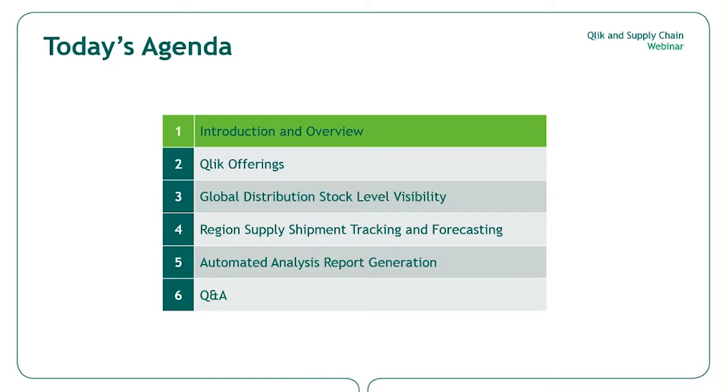The first is around global distribution. The second is a regional supply shipment tracking system. And finally, we have some automated report generation.